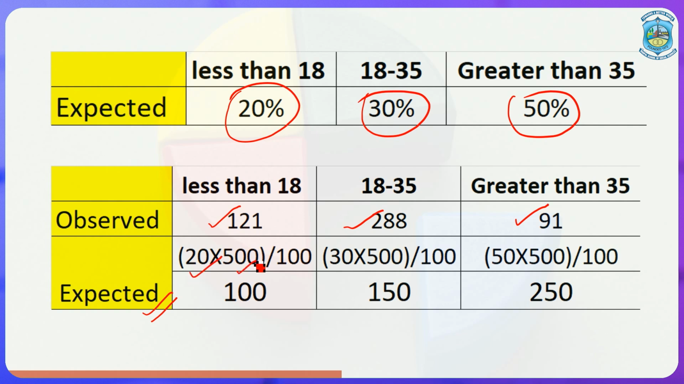20% of 500 would give you the expected value for less than 18 years. 30%, this 30 comes from here, 30% of 500 would give you the expected value for the age group of 18 to 35, and 50% of 500 is the value for the category of greater than 35, right. Why are we taking 500 here? Because the sample that we had is of 500 people, that is n is equal to 500.